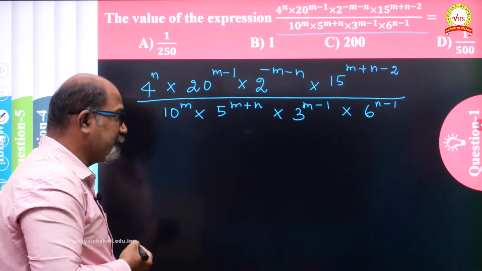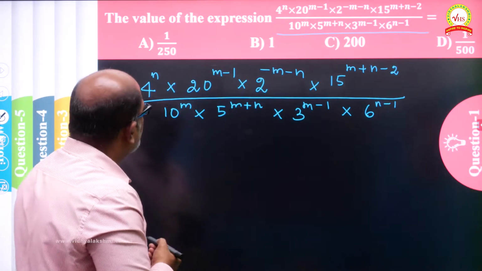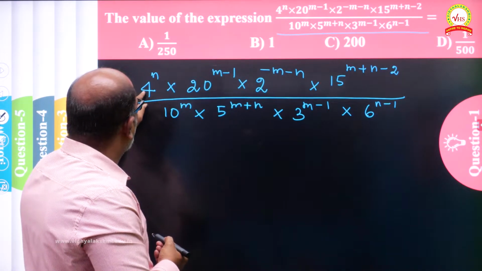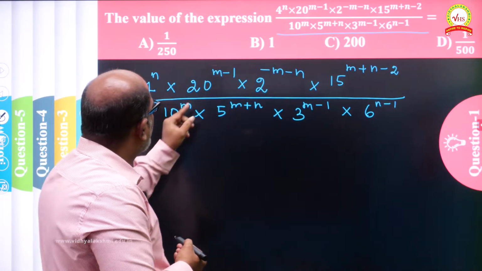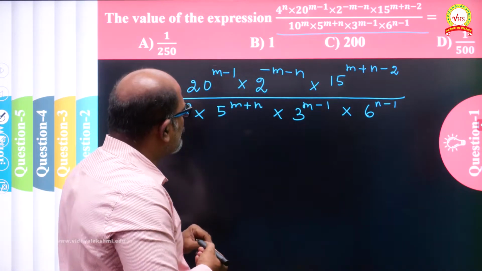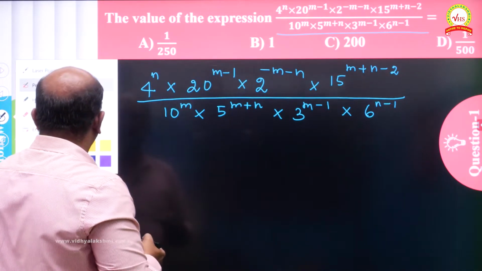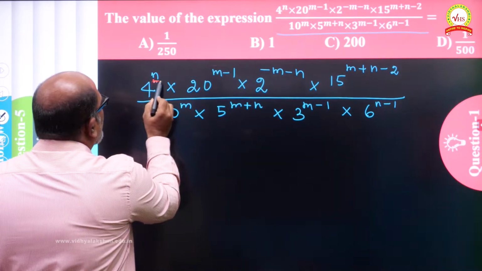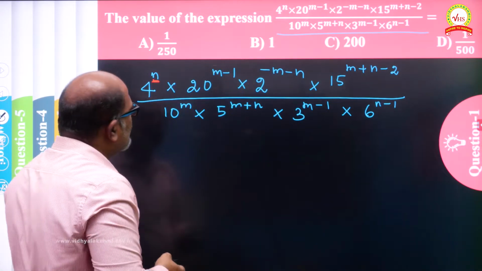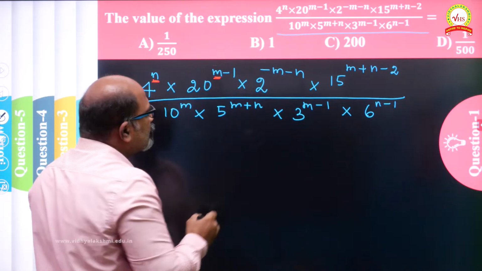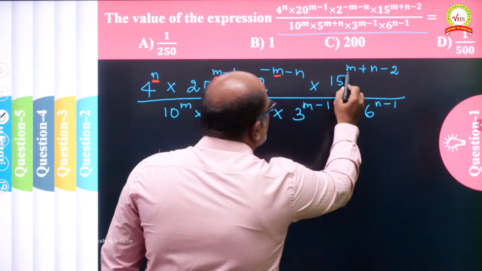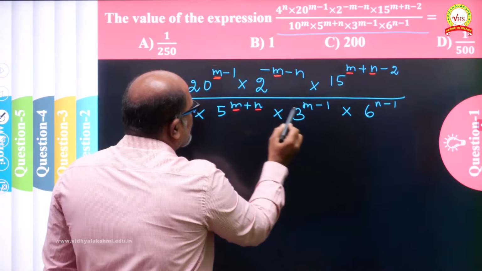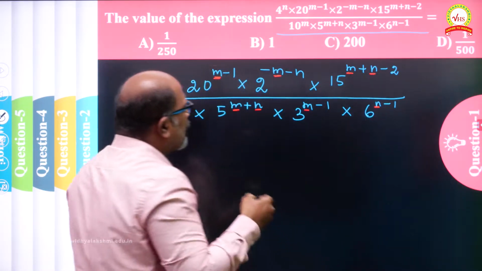Now I want to solve this expression. When I look at this whole thing, I can see that we have 4 power n and later 20 power m minus 1. When you look closely at the exponent part, you can see that the exponents are in terms of n and also in terms of m. Here also m, n, and here also m, n. So all the exponents are in terms of m and n.